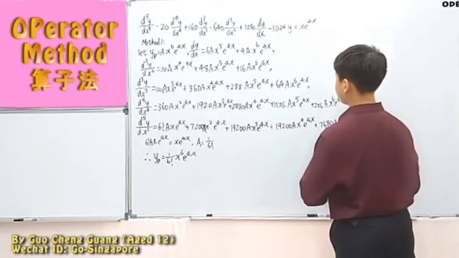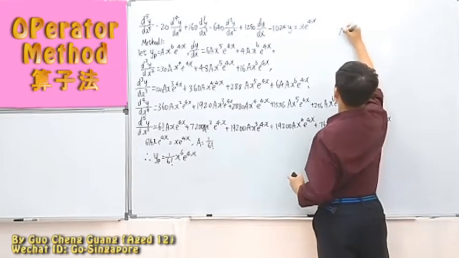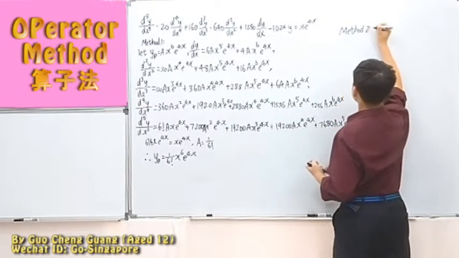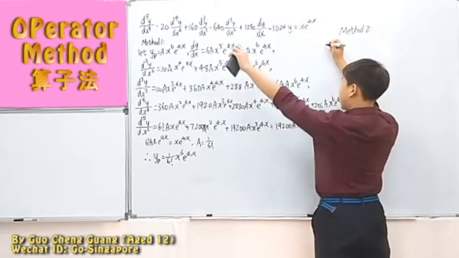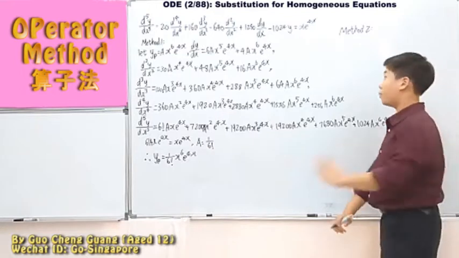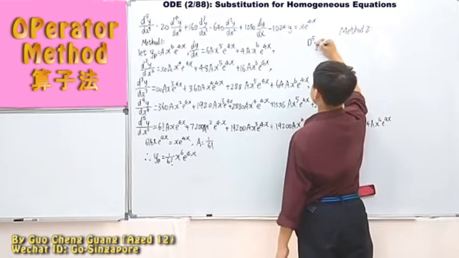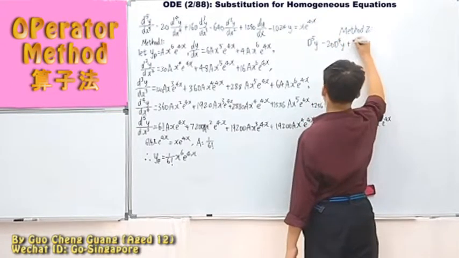Next up, we are using our operators method. So that will be for method 2. Method 2, our operators. So we first write this whole part into the form of our operators. So you get D to the power of 5, y. So all these parts first.